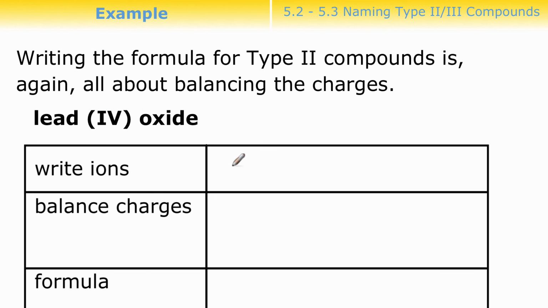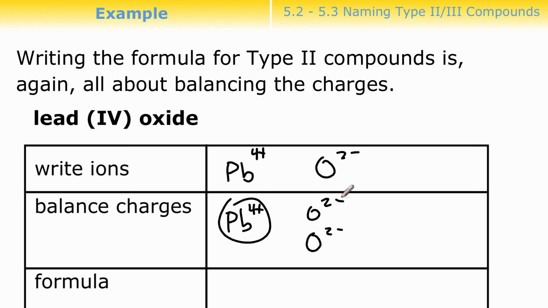Lead 4 oxide. So lead is Pb, 4 meaning it's a 4 plus. Oxygen, always a 2 minus. So if I need to balance the charges, I have a Pb4 plus. Oxygen is only a 2 minus. To balance that, I need another oxygen. So I have a lead 4 plus and 2 oxygens. So my formula for that will be 1 lead and 2 oxygens, PbO2. So PbO2 is lead 4 oxide.